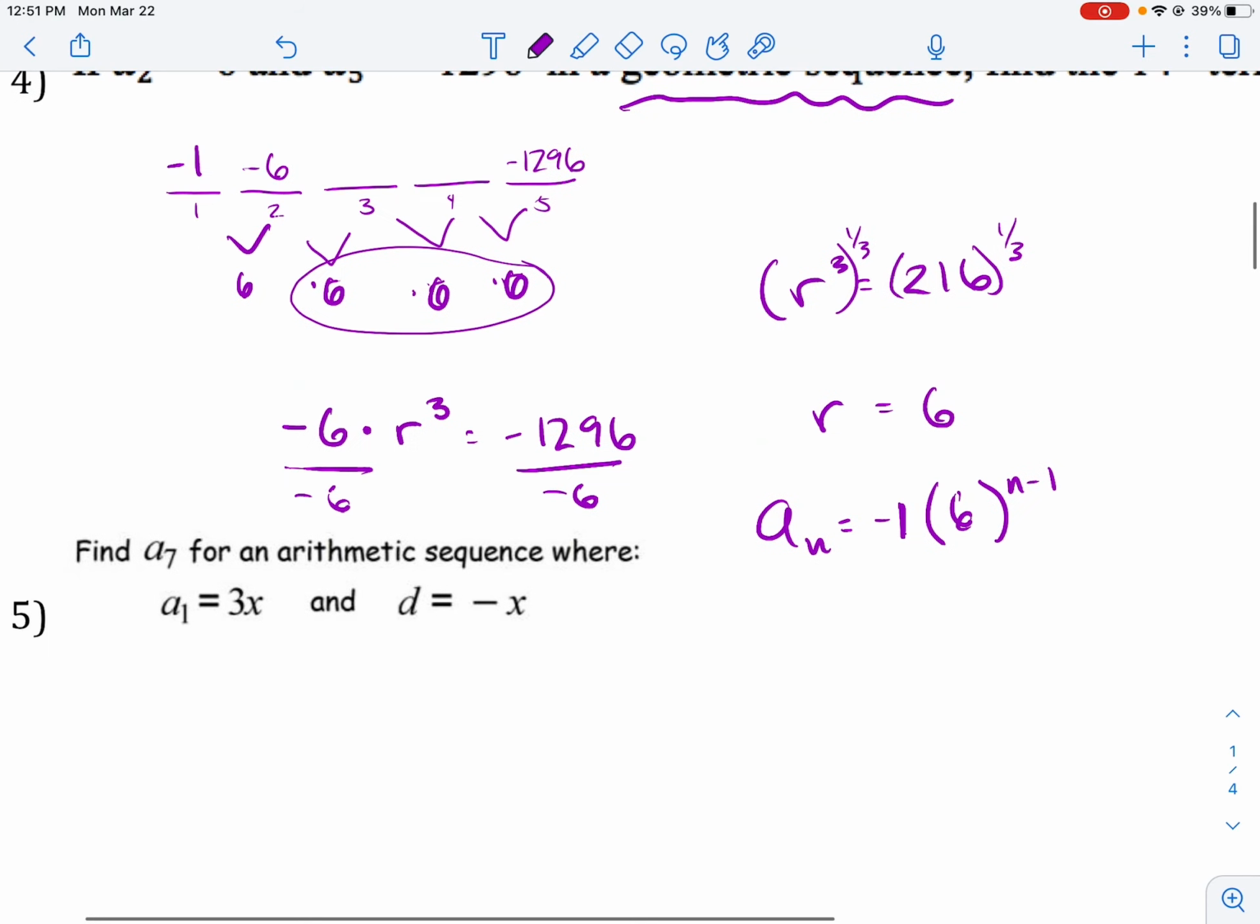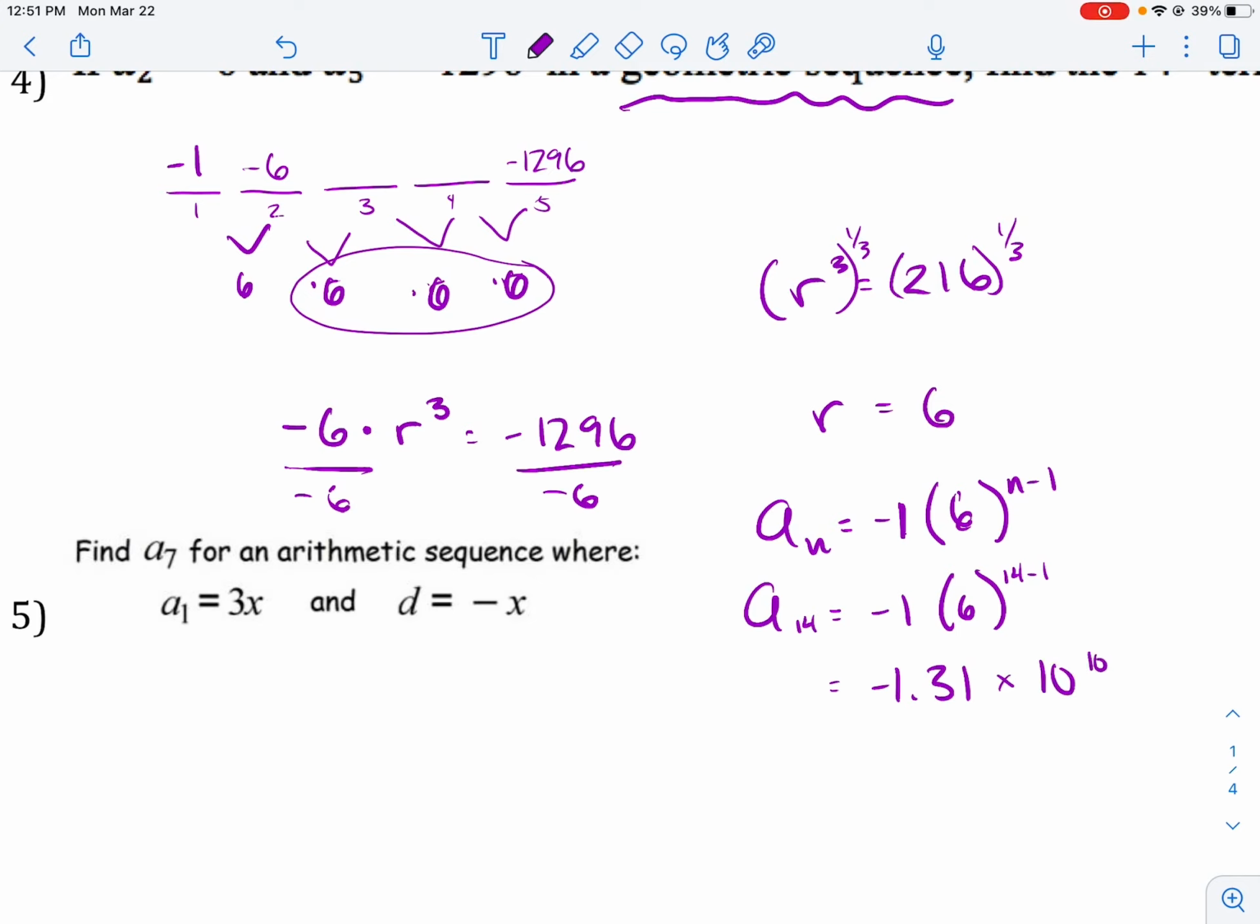And then we're looking for our 14th term. So I'm just going to plug this right into my calculator. 14 minus 1, so technically it's -1 times 6 raised to the 13th power. And you're getting -1.31 times 10 raised to the 10th power.